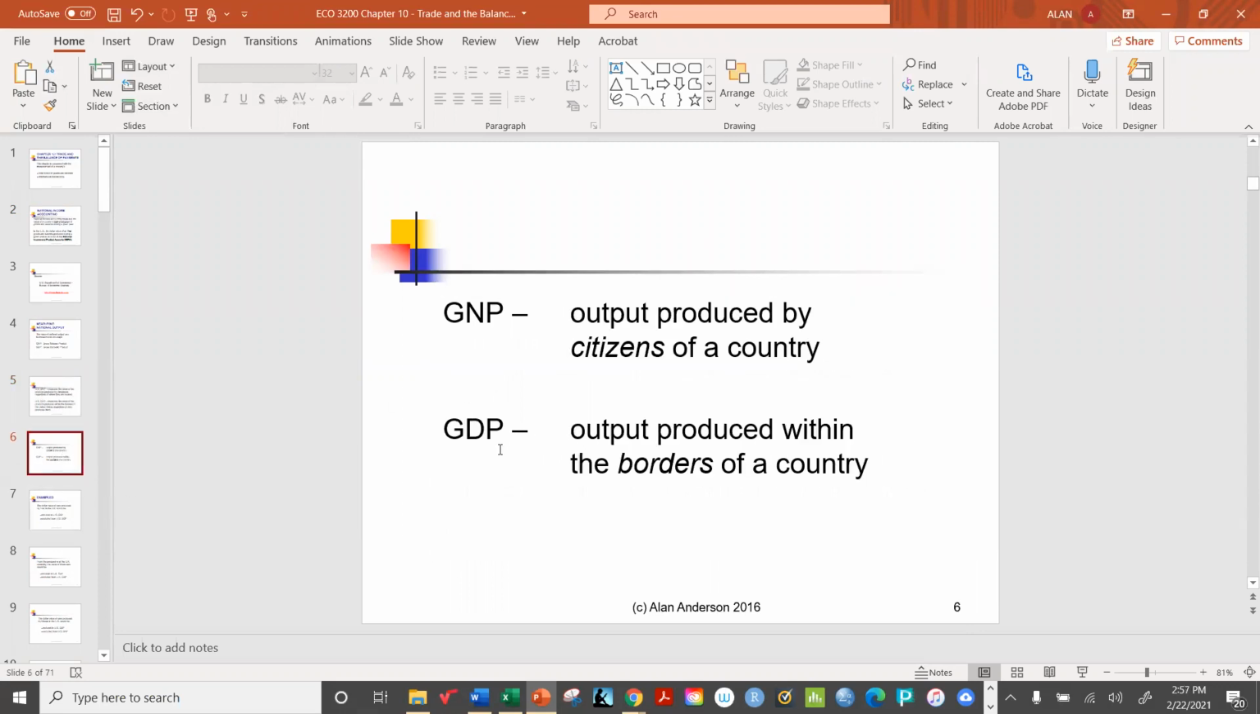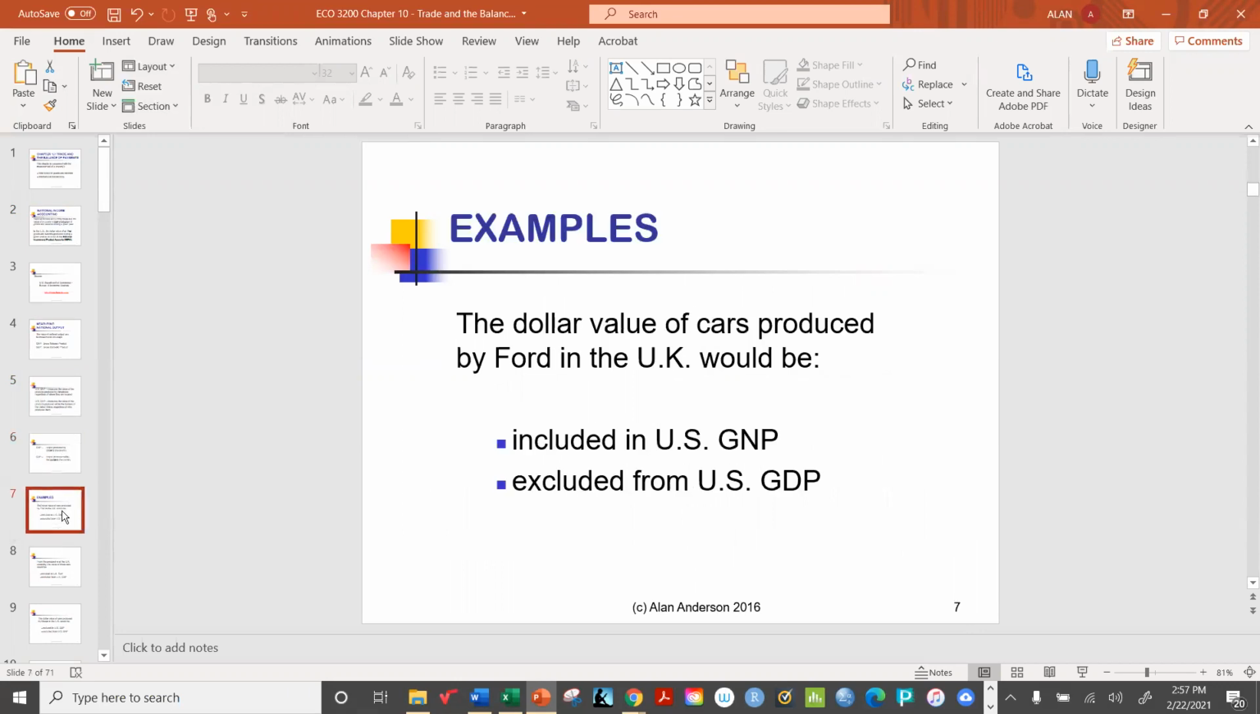All right, so here we have the same thing, and I gave you a few examples. Let's just quickly run through them again. Ford obviously is an American company. At their factories in the UK, anything they produce gets counted in US GNP because it's an American company, whereas it's left out of GDP because it's being built in England or the United Kingdom, not the United States.